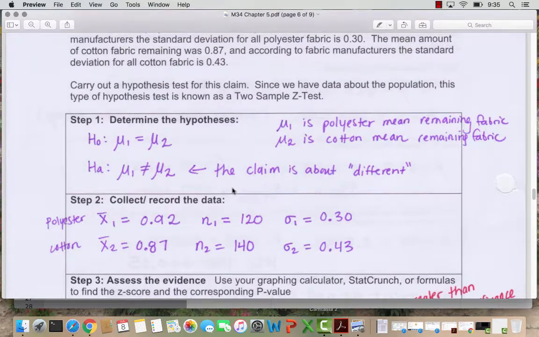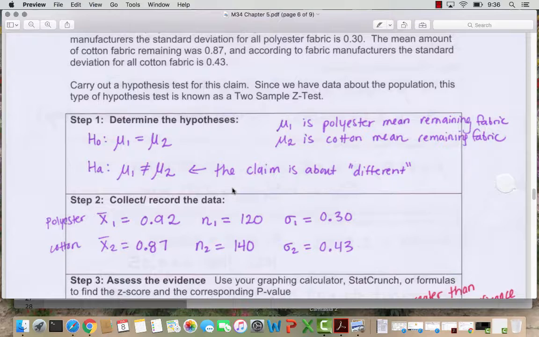So we want to set up a hypothesis test for this claim. So since we've got two groups here, or two populations, the polyester fabric and the cotton fabric, we say this is a two-sample hypothesis test. Since we know the population standard deviations, we are able to use the z-test.